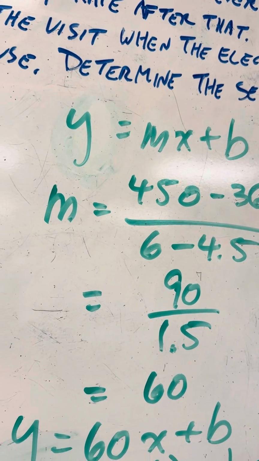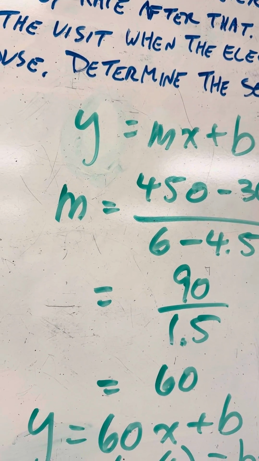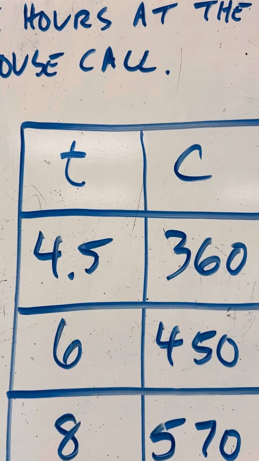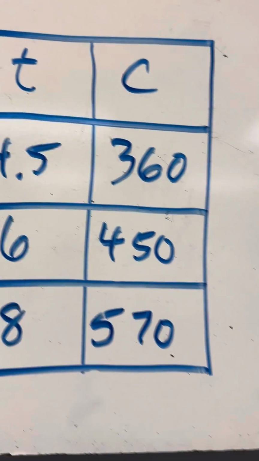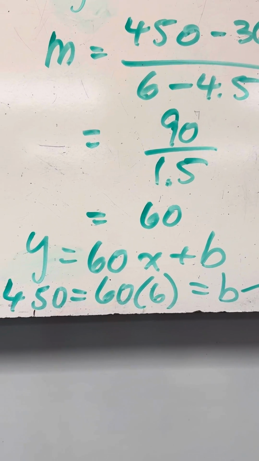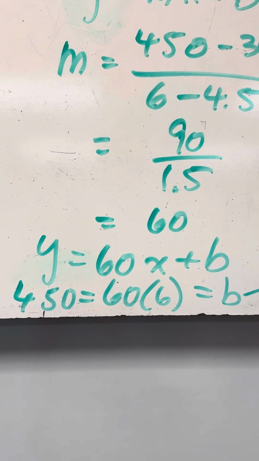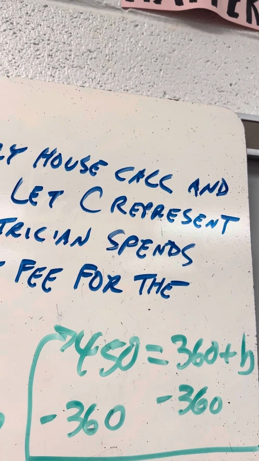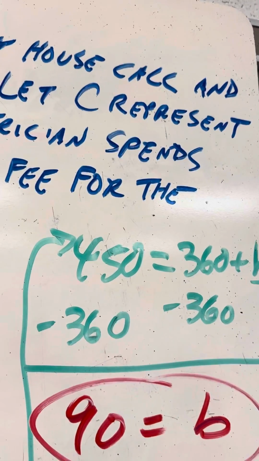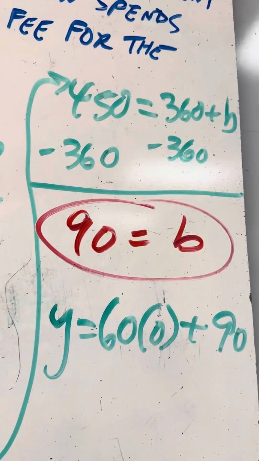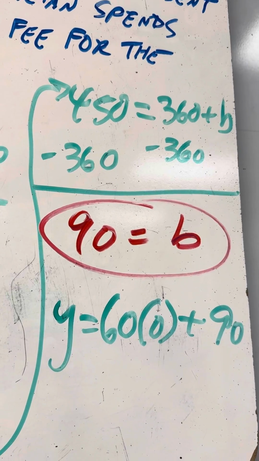So Y equals 60X plus B. I'm going to put in 450 for Y and 6 for X. So 450 equals 60 times 6 plus B. So 450 equals 360 plus B. You minus 360 from both sides, and you get 90 equals B, because Y equals 60 times 0 plus 90.